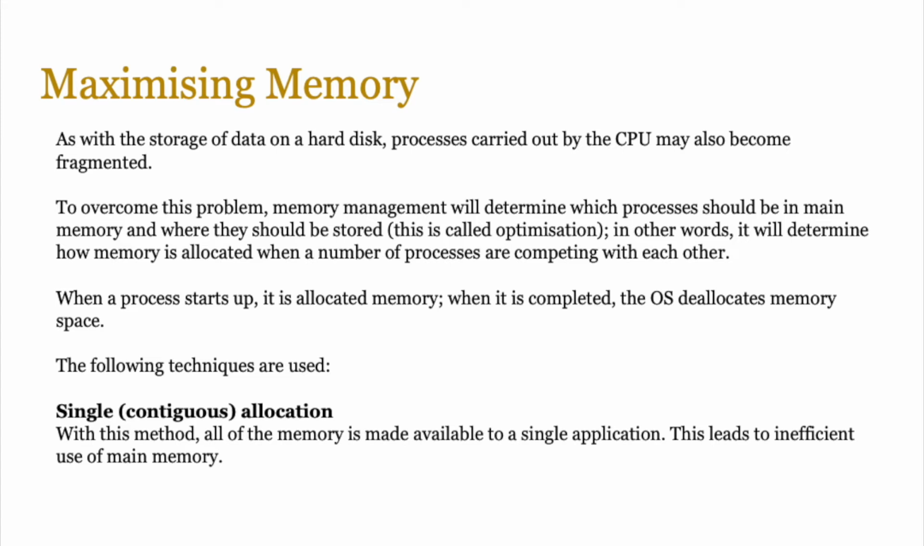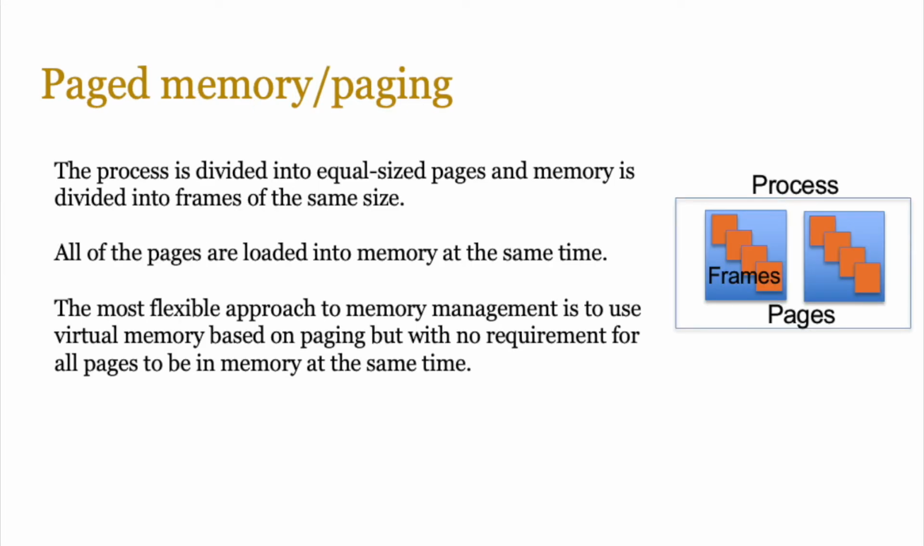Now, you can see the problem with that. If you've got a big application, it can take up all of the RAM, and that means the other applications or processes that might need access to memory can't get access, and as such, they won't be able to run. So the operating system uses a technique called paging to ensure that it can optimize the use of memory.